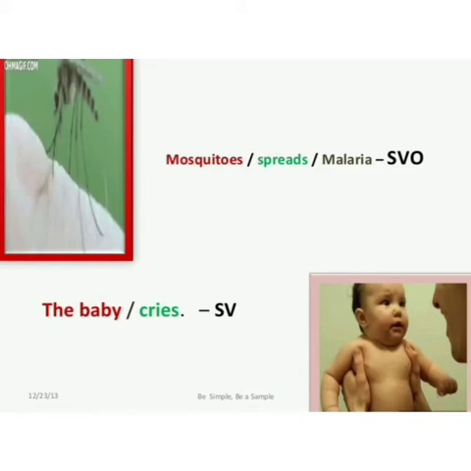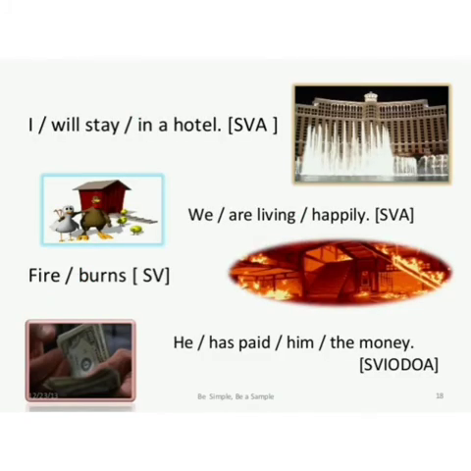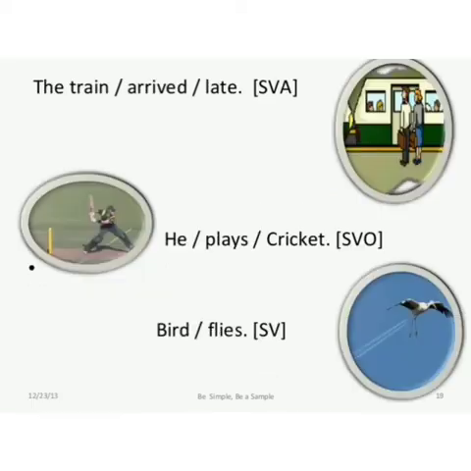Next, we shall see, I will stay in a hotel. I refers to the subject, will stay is the auxiliary plus main verb, so it is a verb. In a hotel is the adjunct or adverbial. So when it answers the question how, when, where, then it is an adverbial. Where? In a hotel. We are living happily. So how? It answers how.